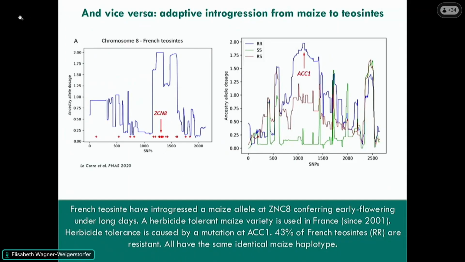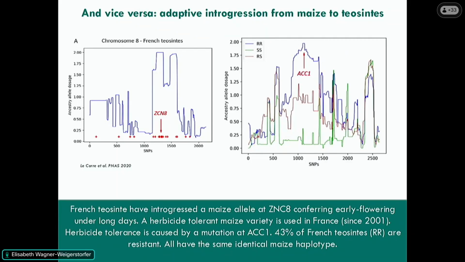Another example is in a gene called ACC1. A herbicide-tolerant maize variety has been used in France since 2001, and its herbicide tolerance is caused by a mutation in this gene, ACC1. What the team of Valérie Lecor found is that 43% of French teosintes have now become resistant to this herbicide. They are the RR teosintes, and all the RR teosintes are basically maize at this gene ACC1.